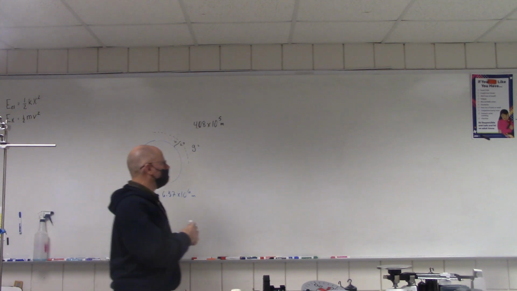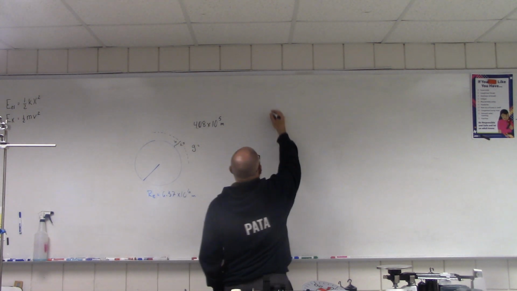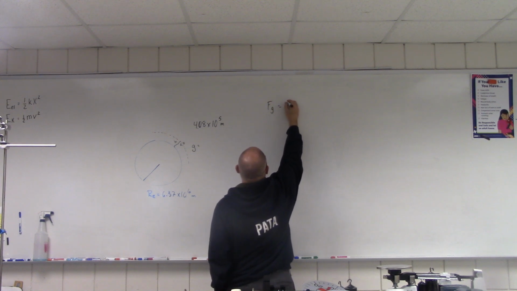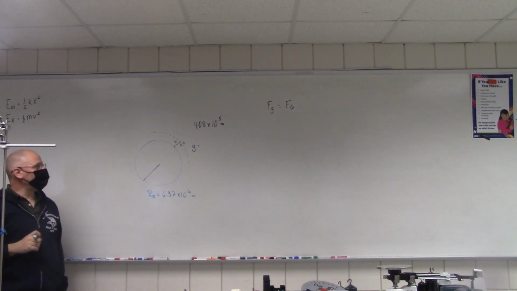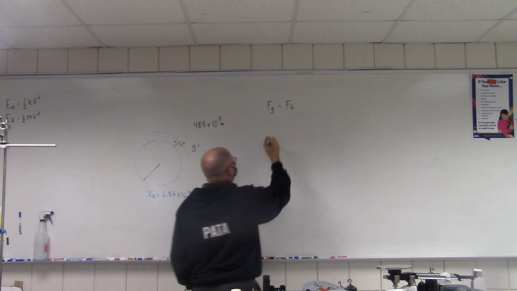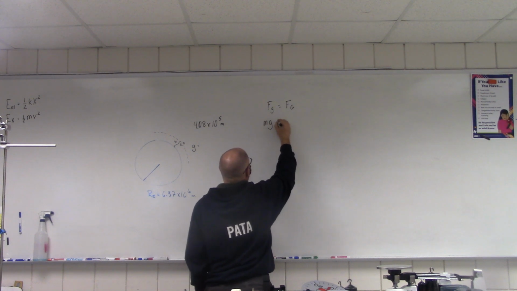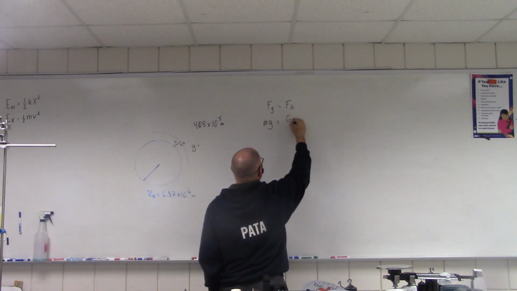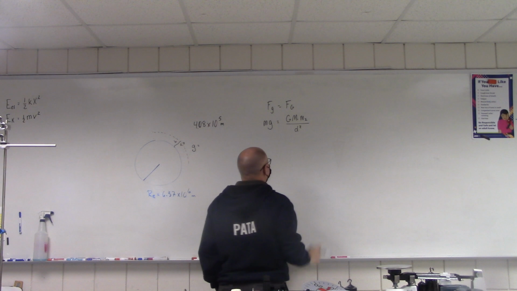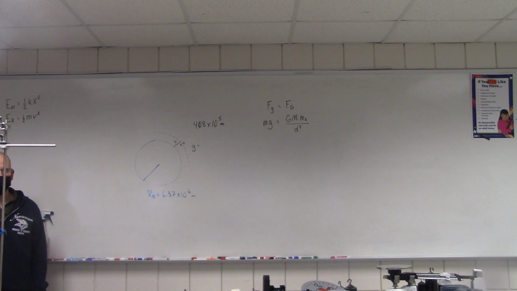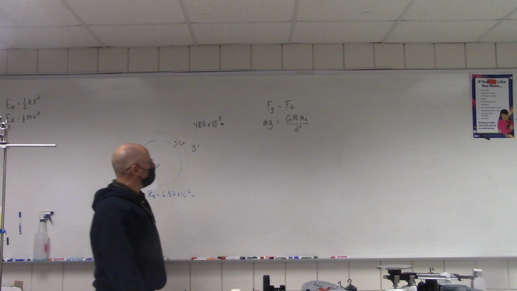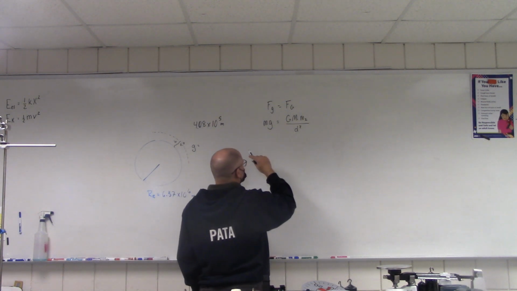If you don't remember how to start, we're going to start with our basic principles, that the small gravitational force is also the large gravitational force, right? How do we calculate the small gravitational force? It's just mg. How do we calculate the large gravitational force? G, m1, m2, all divided by d squared. You with me on that? Is that cool?